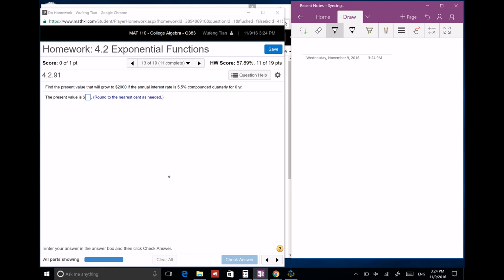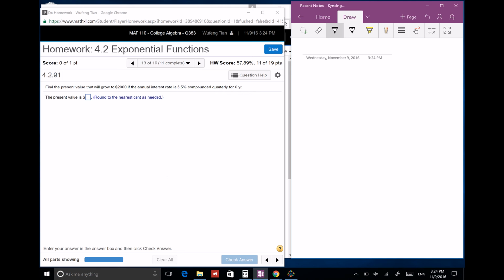Find the present value that grows to 2,000 if the annual interest rate is 5.5%, compounded quarterly for 6 years. So there is a formula for this, the present value formula, so we need to use the present value formula.